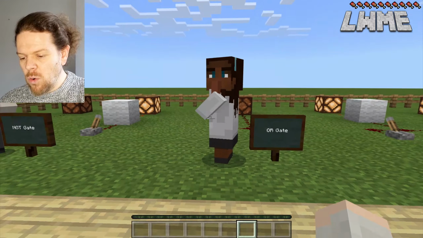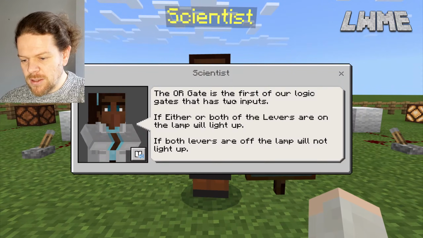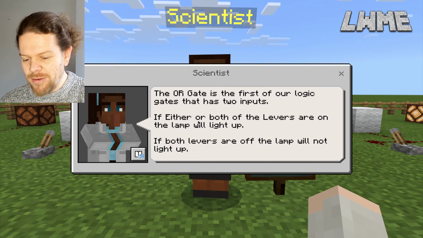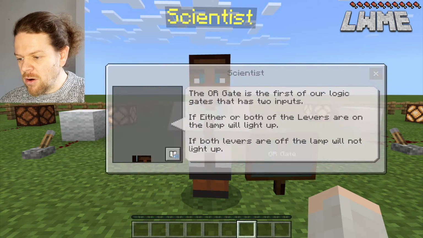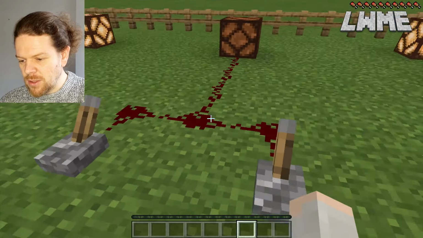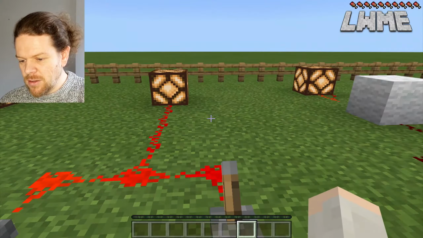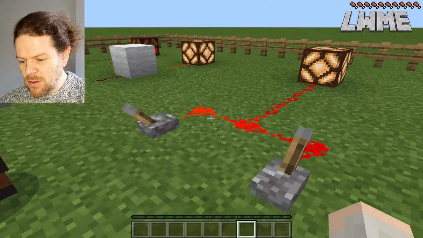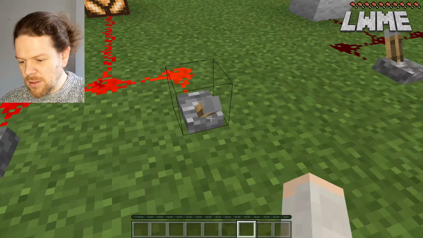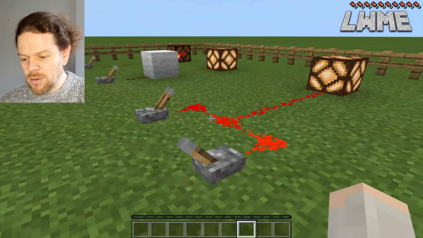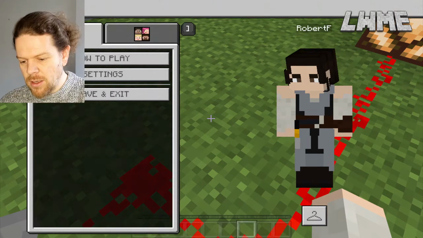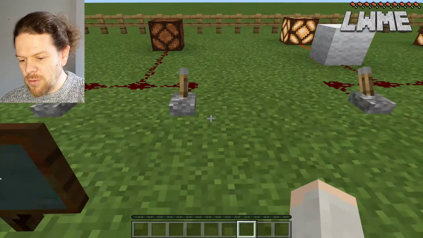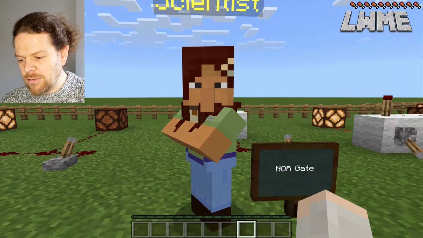Next here we have an OR gate. So the scientist here will say the OR gate will light up the lamp if either of the levers are in the on position. So at the minute they're both off. So we'll turn that one on. Turn that one on, makes no difference. Turn that off, maybe the right one on, it's still going to light up. And the only way that the lamp isn't on is if both levers are turned off.